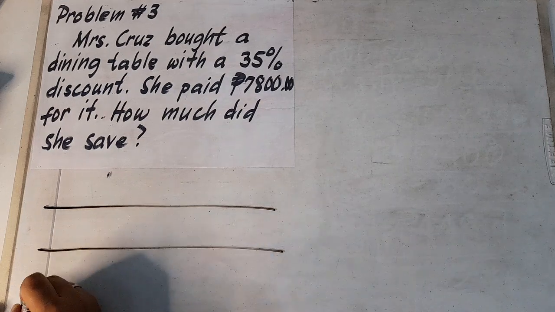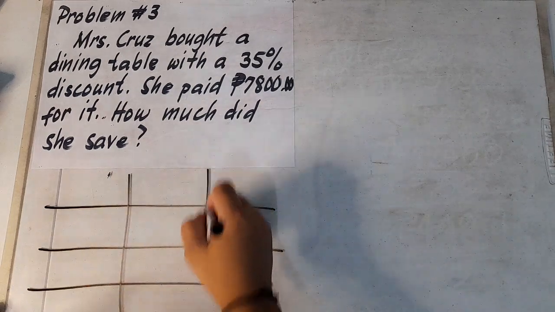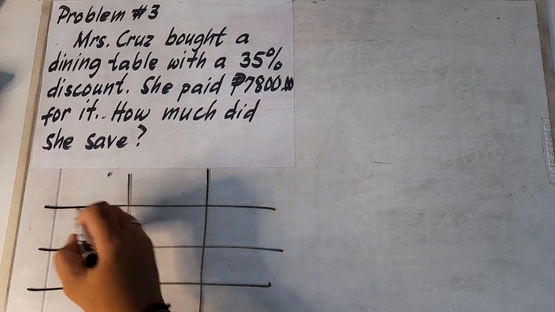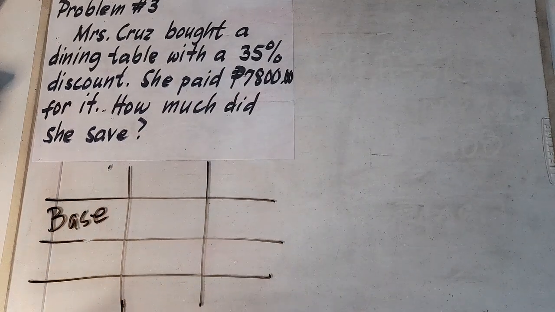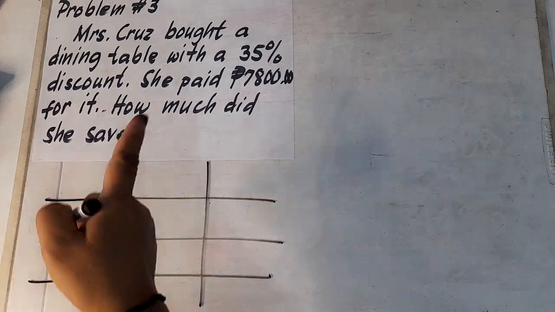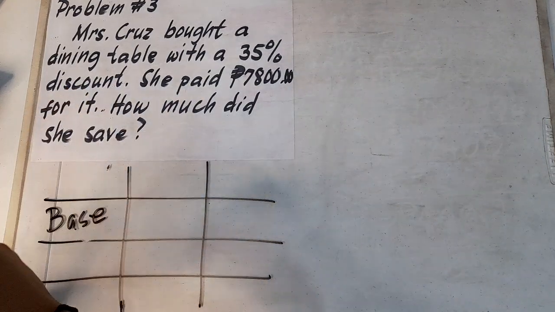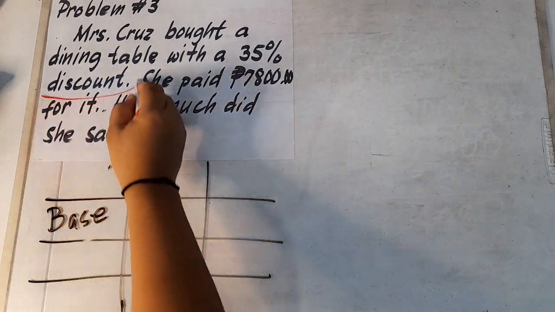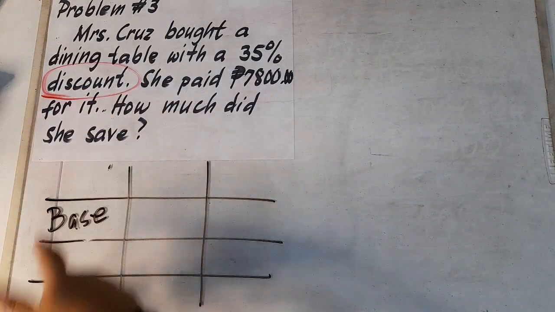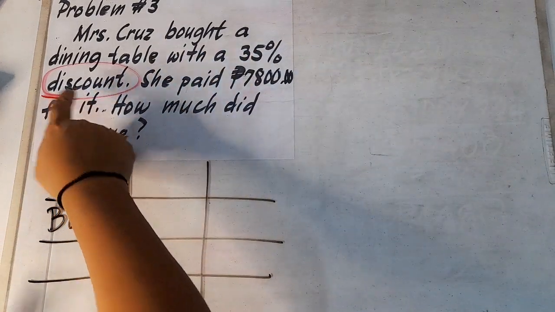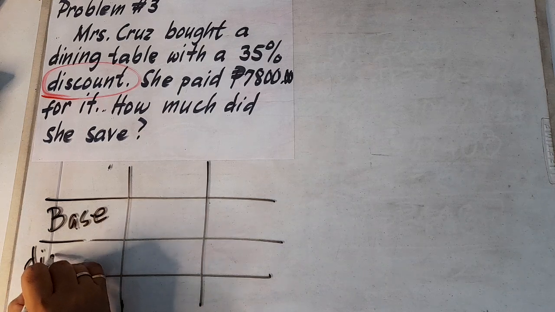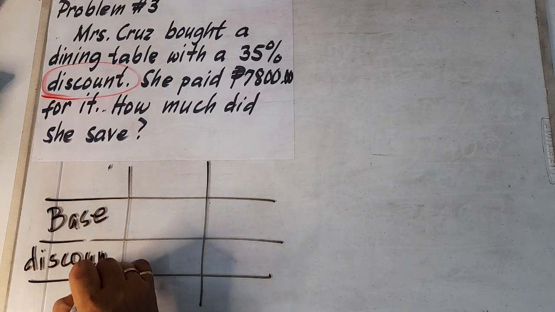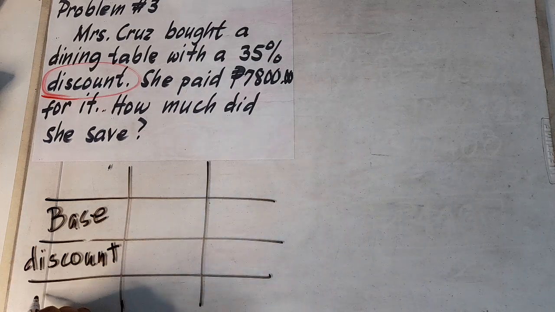As usual, we have here the base. Okay, akit natin, base. And then, this is a discount kasi nakita ninyo, diretso nang sinabi that there is a discount. It's a 35% discount. So, we'll have here discount. Okay, dahil discount yan, it's a difference.